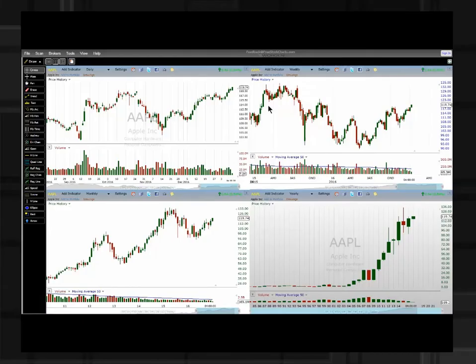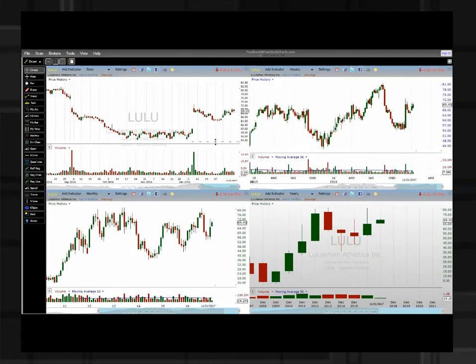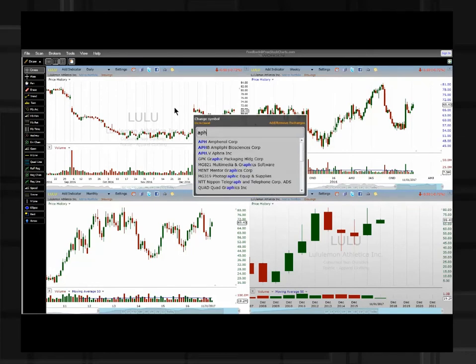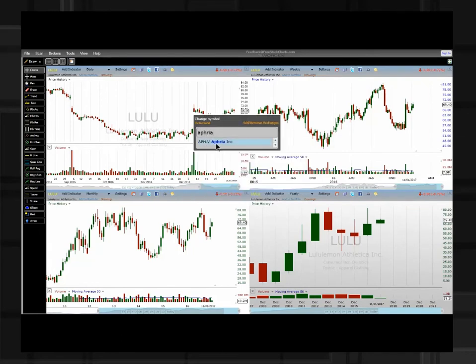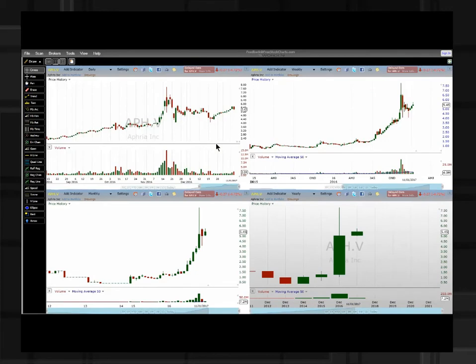You can look up most stocks that trade on the Canadian and US exchanges on free stock charts just by hovering your mouse over the screen and typing in any company name, like Lululemon. Today, I'll use Afria as an example because its chart is easy to read. Now let's take a closer look.